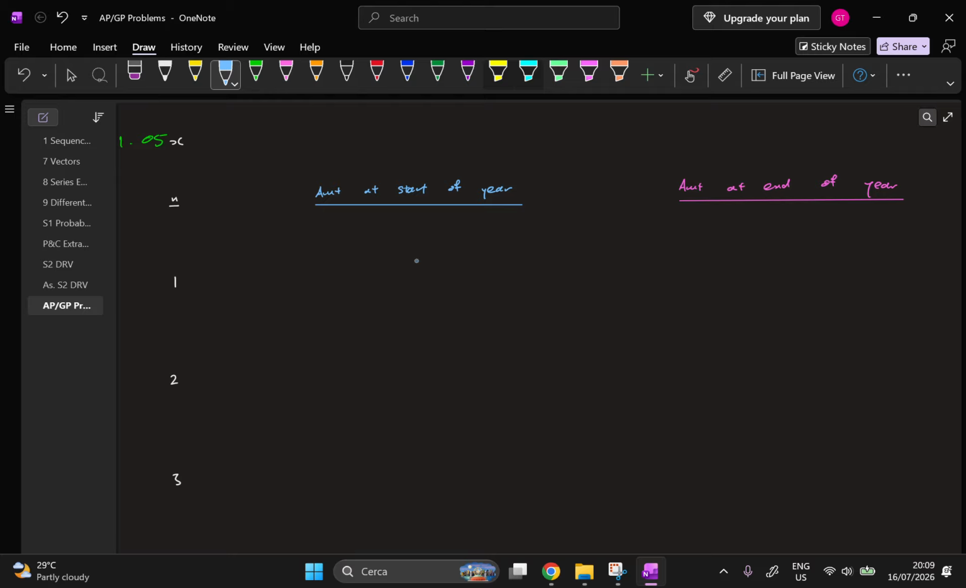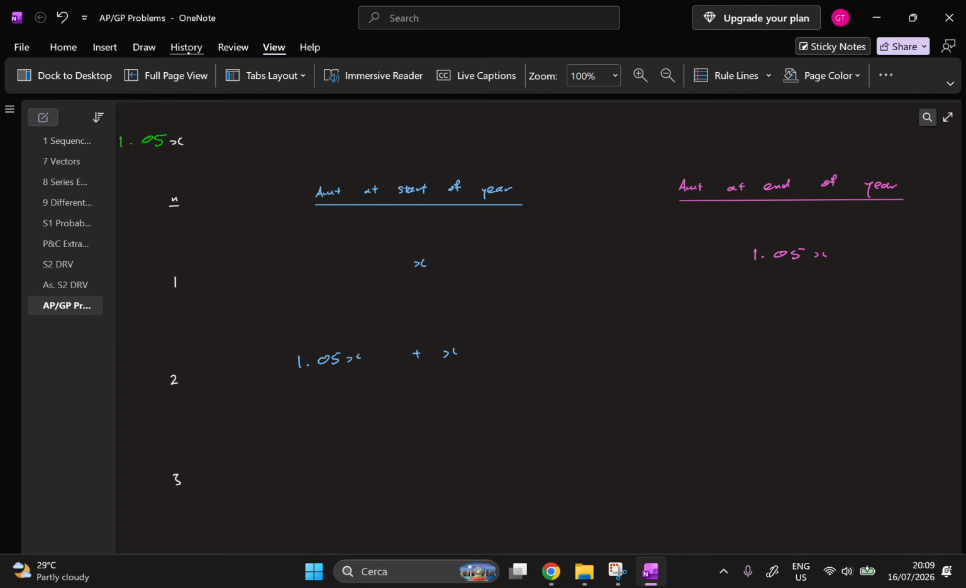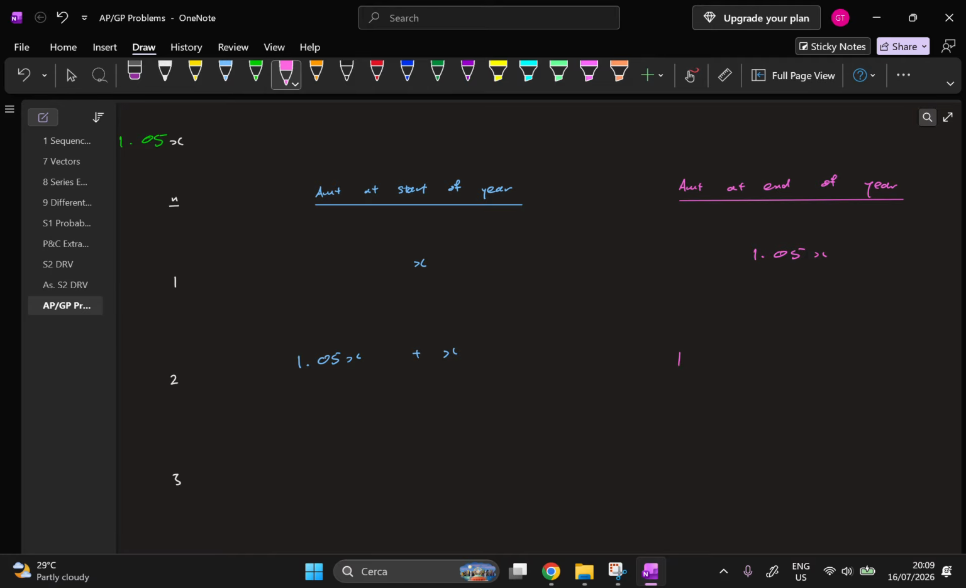So at the start of the first year, he had X. At the end of the first year, he had 1.05X. At the start of the second year, he has this entire thing. And then he goes, yay, I earned some interest. Let us put some more money. This is the part that he put. This is the money that he put in plus X. And then the bank say, okay, I have this entire thing. I will multiply this entire thing by 1.05.